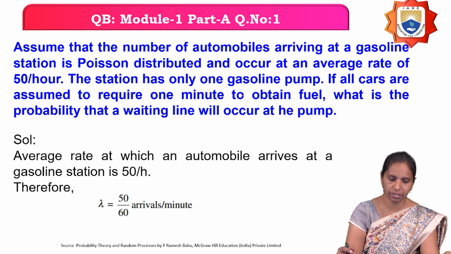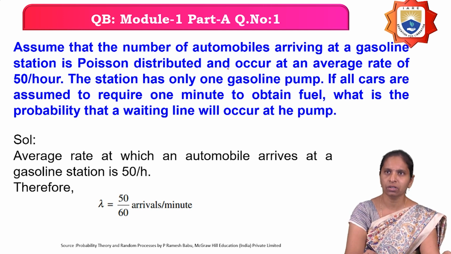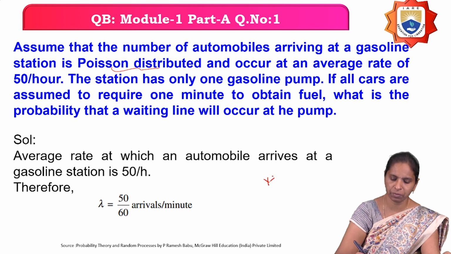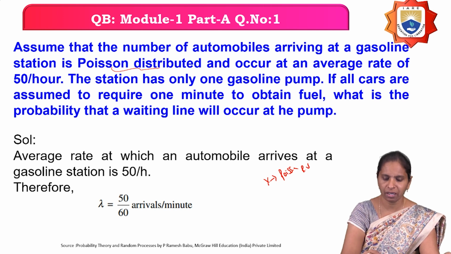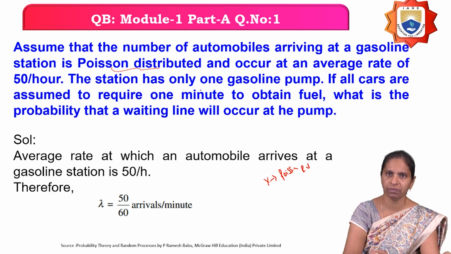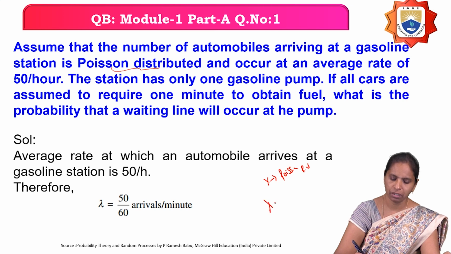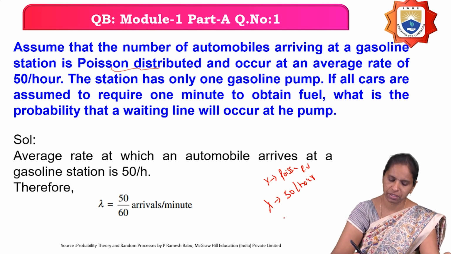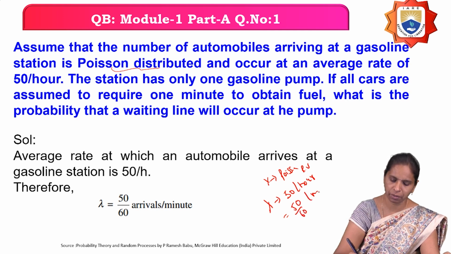So what have they given? The automobiles at the gasoline station are Poisson distributed. So the type of random variable here is a Poisson random variable. Next, they are occurring at an average rate of 50 per hour. It means for 1 hour, 50 cars are coming. This is in terms of hours. If you want to change it into minutes, then 50 by 60 per minute, which is 5 by 6 per minute.